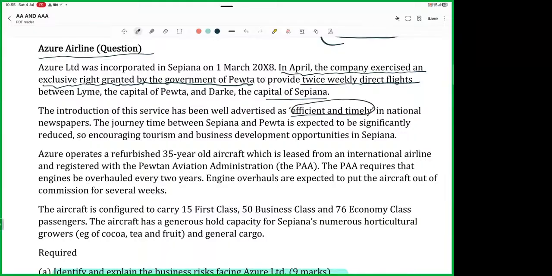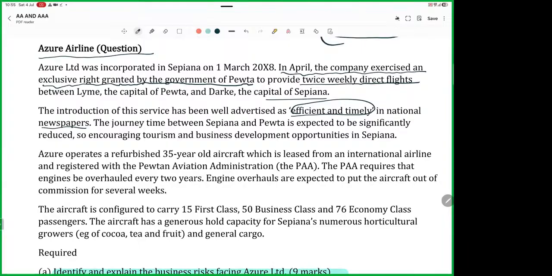So you see, already I can see a risk there. We have really advertised this service to be efficient and timely. So what if customers come and then we realize that our aircraft, for example, has broken down? Reputational crisis. The introduction of this service has been well advertised as efficient and timely in national newspapers.